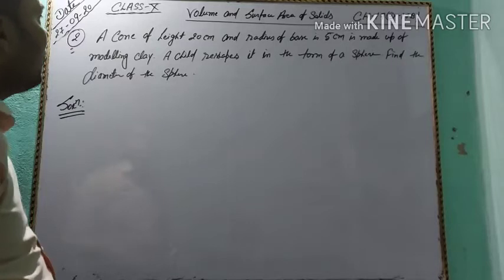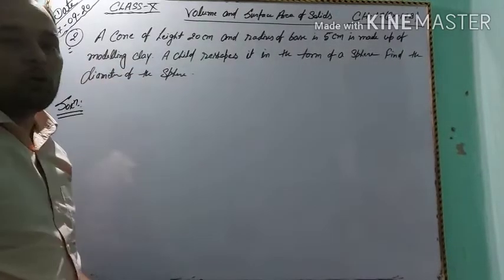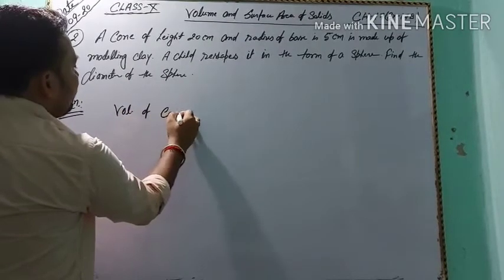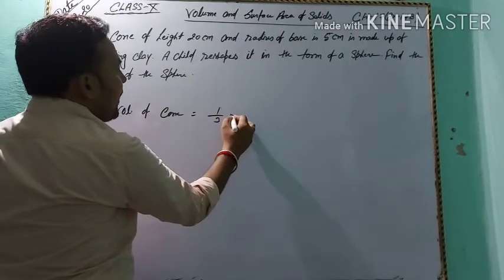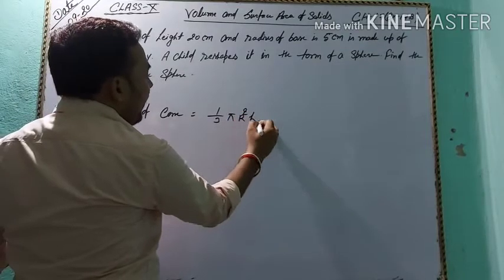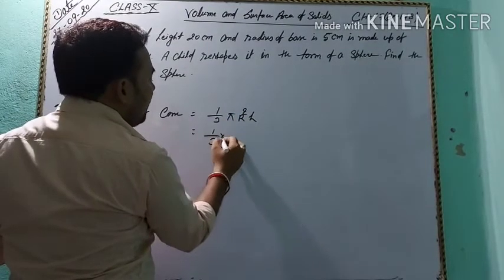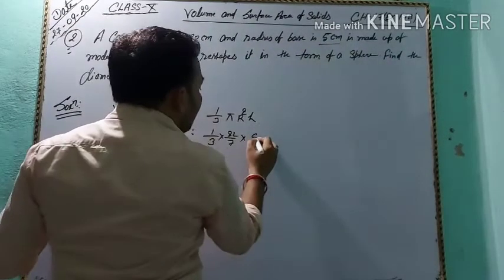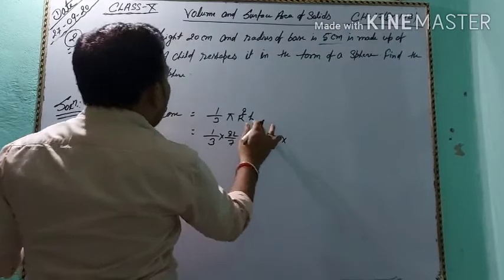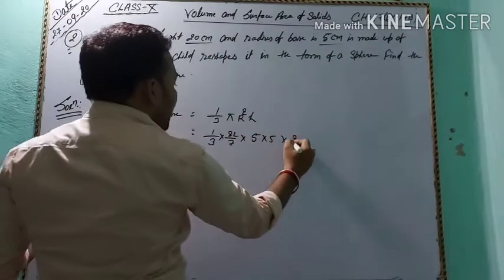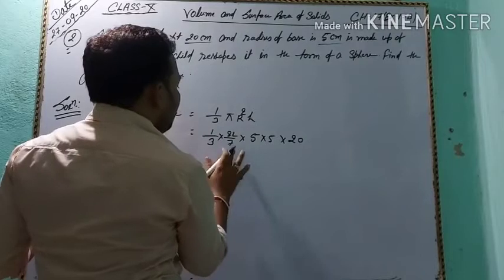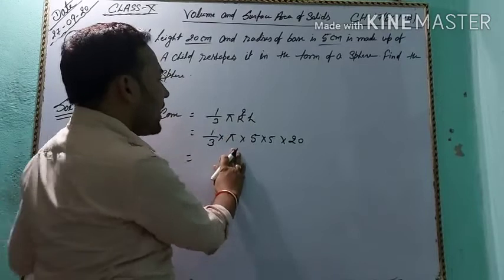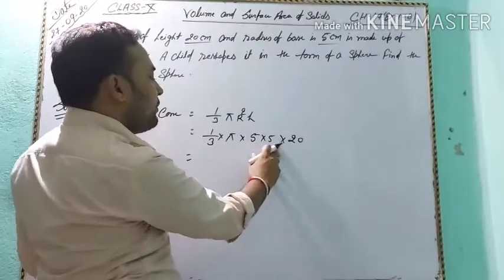First of all, find the volume of the cone. Volume of cone is 1/3 pi r square h. That is 1/3 into 22/7, and r equal to 5 centimeter is the radius, 5 multiply 5, and height is 20 centimeter. So students, 1/3 multiply pi multiply 5 multiply 5 into 20.